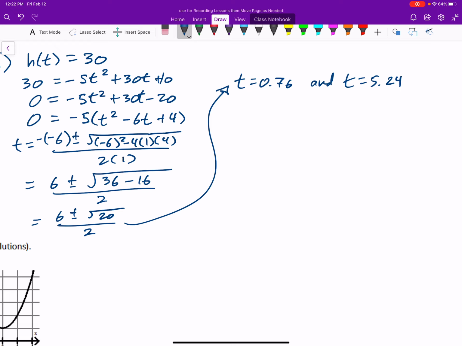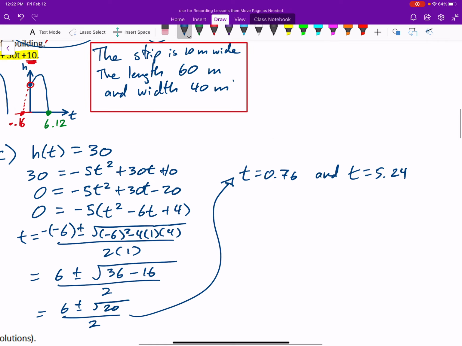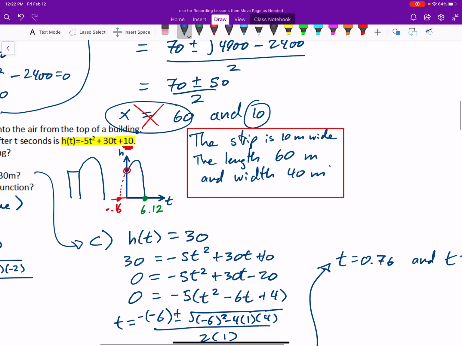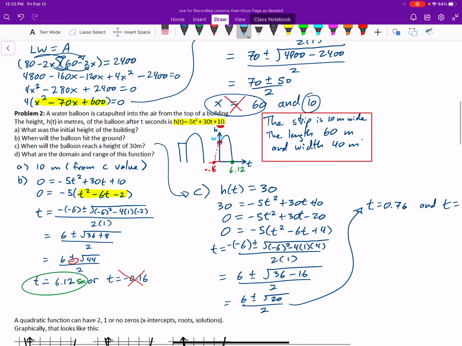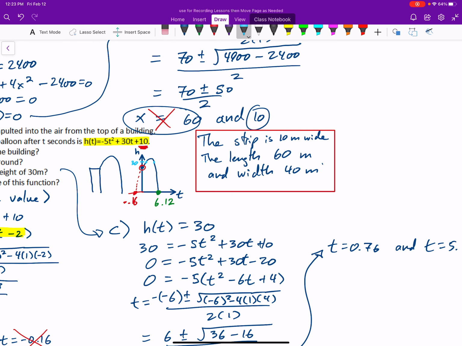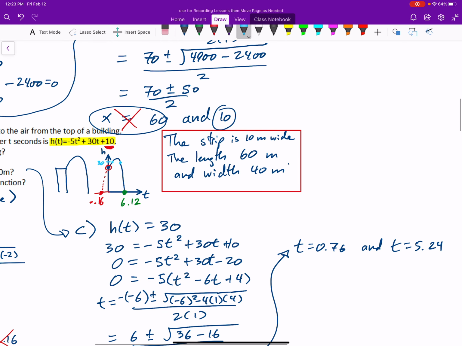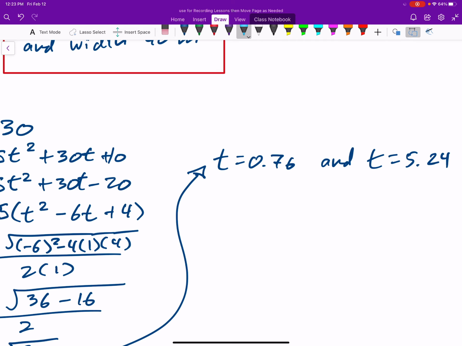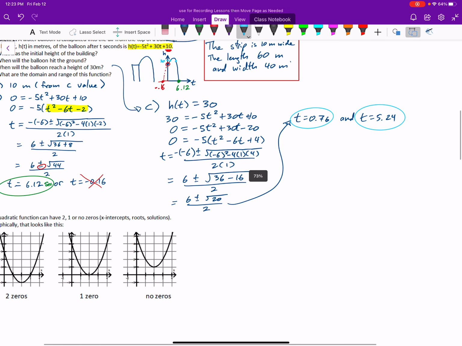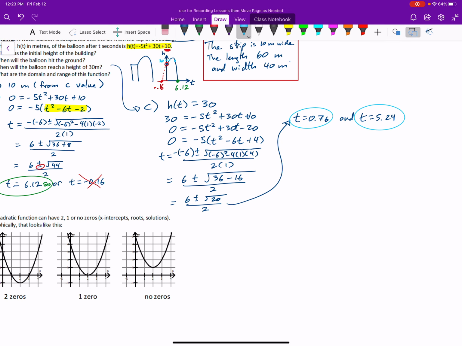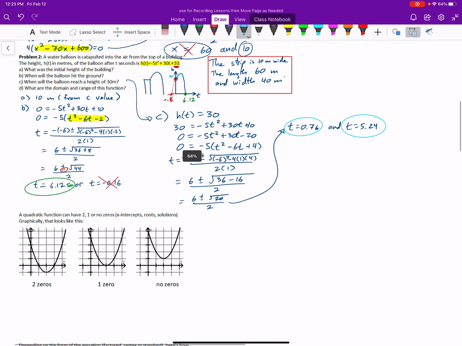So again, that's doing one with the plus and one with the minus. Both of these are positive numbers. That actually makes sense. Where's my sketch? I assume that 30 meters is probably somewhere up around here, which means it's going to hit it once at about, what did I say, 0.76, and another time coming back down at 5.24. So there's actually two logical solutions for when it's at 30 meters. I'm not going to discount it like I crossed off the negative time for part B. There's actually two answers for part C.